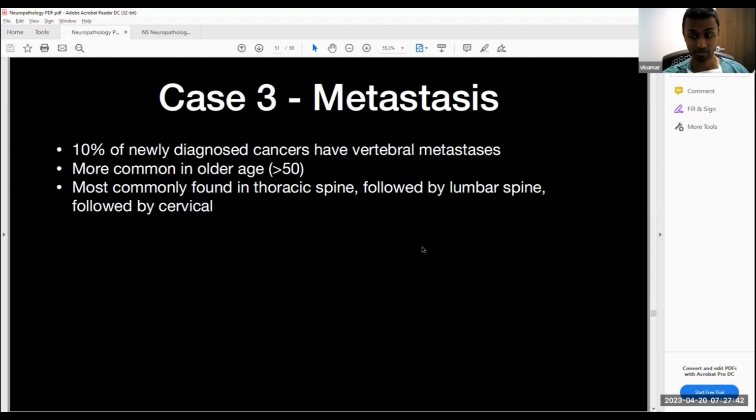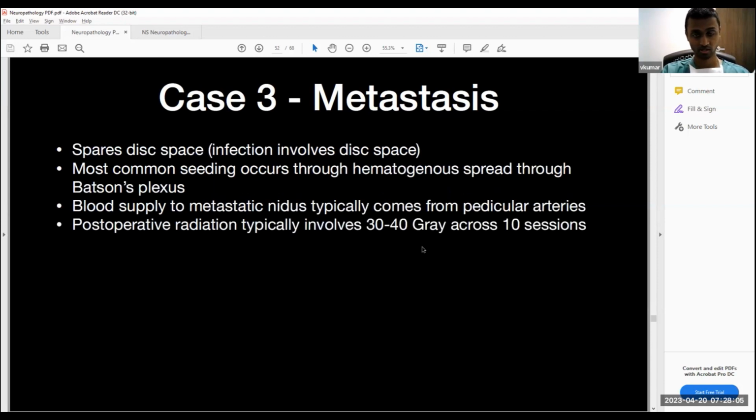So, I'll talk about some of the criteria that we use to grade this in terms of the fusion and some of the NOMS framework and all that stuff in a little bit. But just briefly about metastases, about 10% of newly diagnosed cancers have vertebral metastases, more common in older patients, as would be expected. Most commonly found in the thoracic spine, not as common in the lumbar spine, much more rare in the cervical spine. Spares the disc space. Most common seeding is through Batson's plexus. The blood supply to the metastatic nidus, once the tumor is seeded and grows, typically comes from the pedicular arteries.